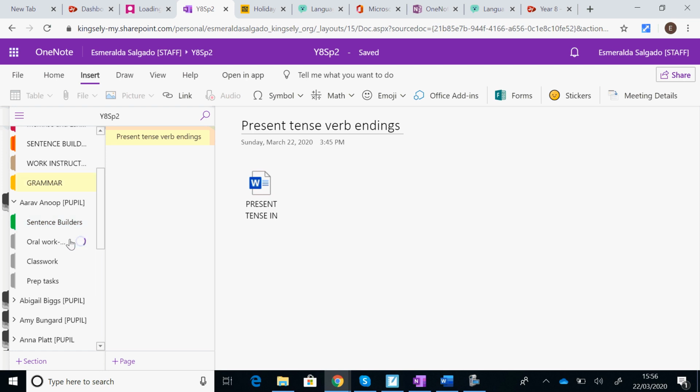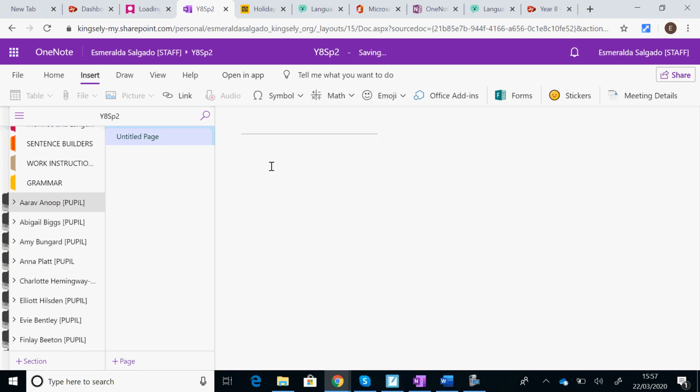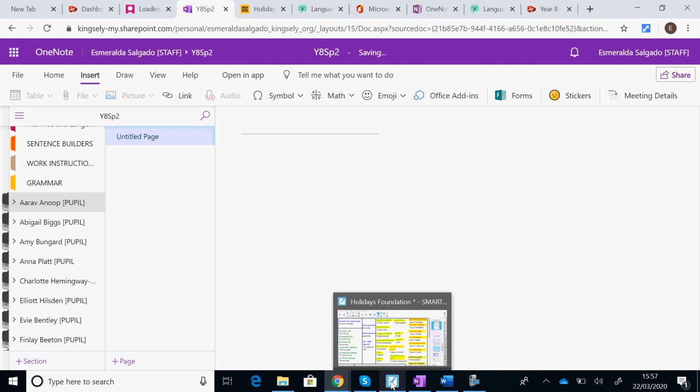You have a section for oral work and classwork, which is everything that we do while we are away. Although you're more than welcome to use your book, if you use your book, I won't be able to mark it. So for any work that we do, either you take a photo from your book and put it in here or you do it directly here. And of course, prep tasks, whatever I ask you to do for prep during this time. At the moment, everything is empty. Anyway, these are basically the instructions.